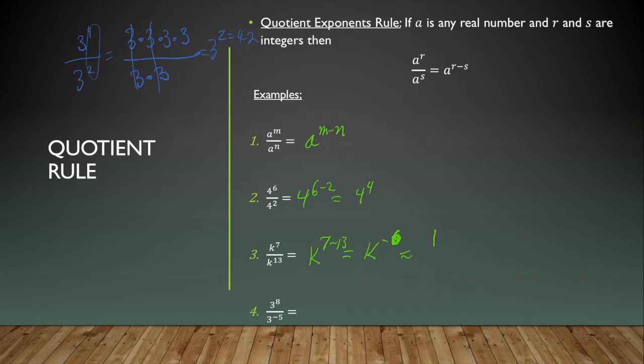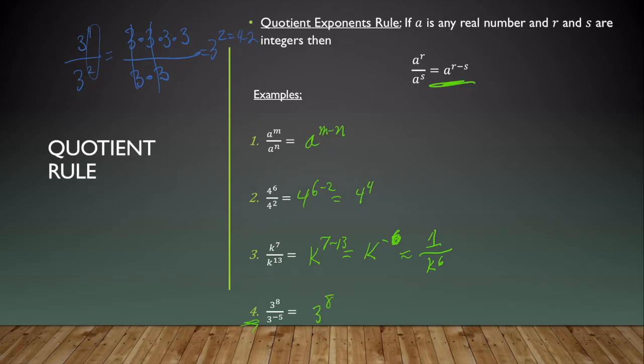So I'm going to put that under 1. So I have 1 over k to the 6th. Now, I'd mentioned in the last slide that if we have a negative exponent, it moves to the top. Let me show you how this works if we just follow the quotient rule. We'll get the same answer.